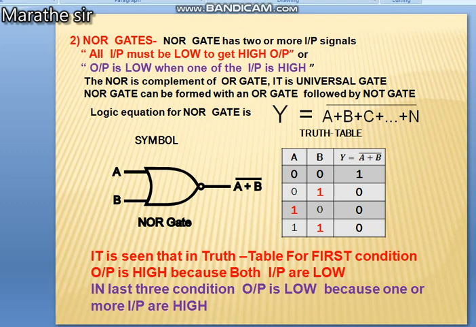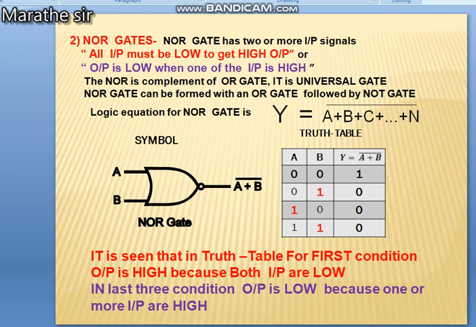It is seen that in the truth table, for the first three conditions, when A is equal to 0, B is equal to 0, second condition when A is equal to 0, B is equal to 1, and third condition when A is equal to 1, B is equal to 0, and last condition when A is equal to 1 and B is equal to 1, the Y is equal to 0. It is seen that for the first condition only, when A is equal to 0 and B is equal to 0, then only we are getting high output, Y is equal to 1.